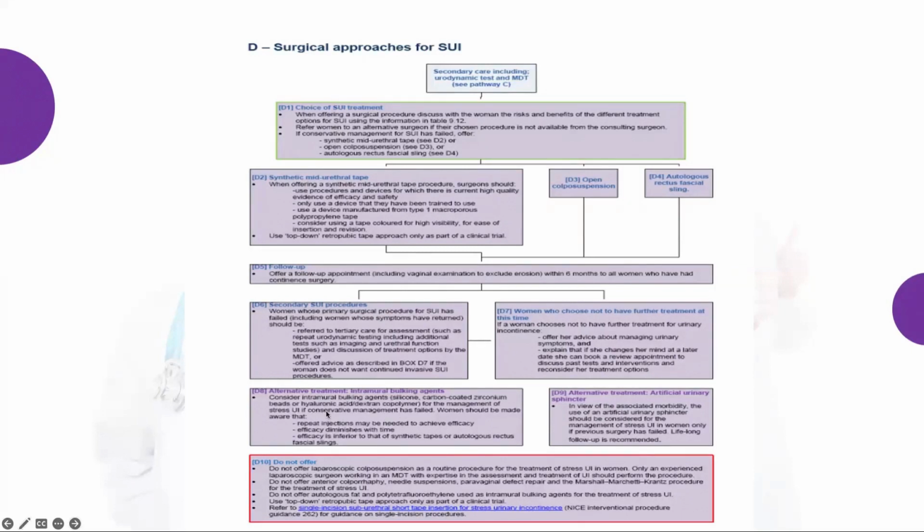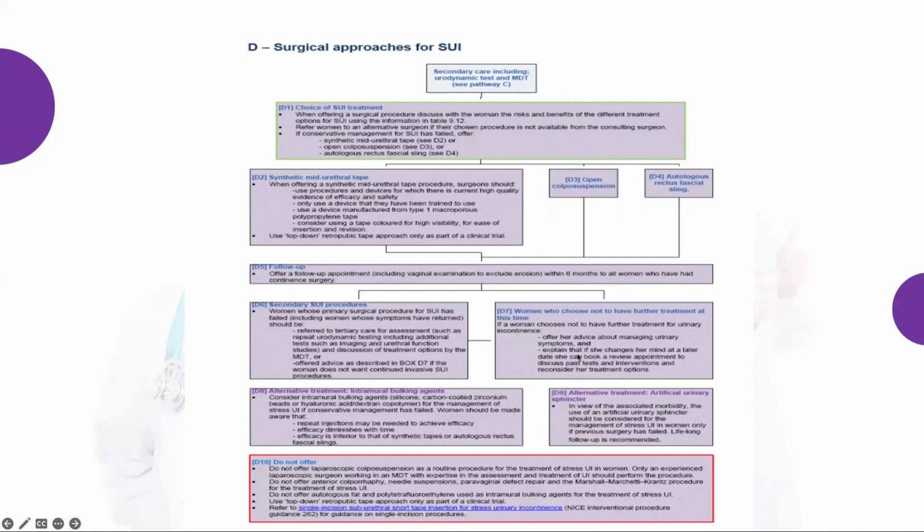Then what are the other alternative treatment options? That is intramural bulking agent. You can use silicone, carbon-coated zirconium, or hyaluronic and dextran copolymers for the management of stress incontinence. They should be aware that it can lead to infection. The efficacy of these injections becomes less with the passage of time, and you might have to repeat the injections, okay? Then there is another option of artificial urinary sphincter.